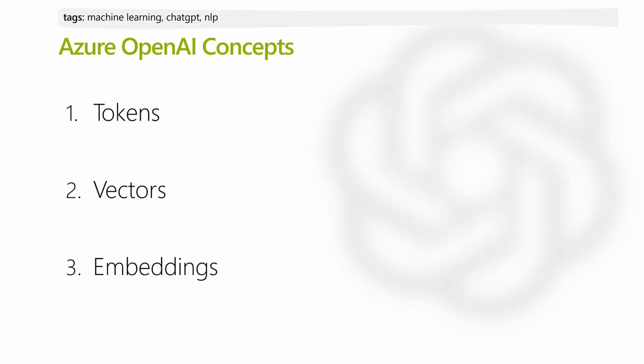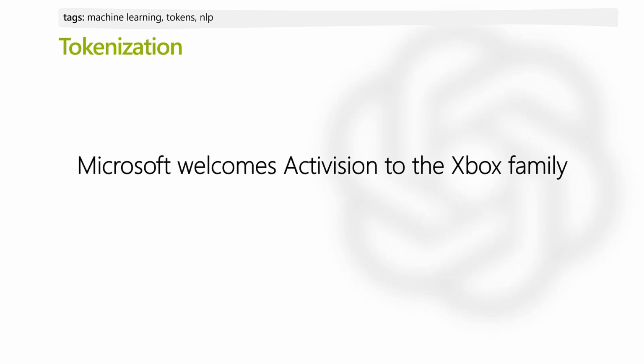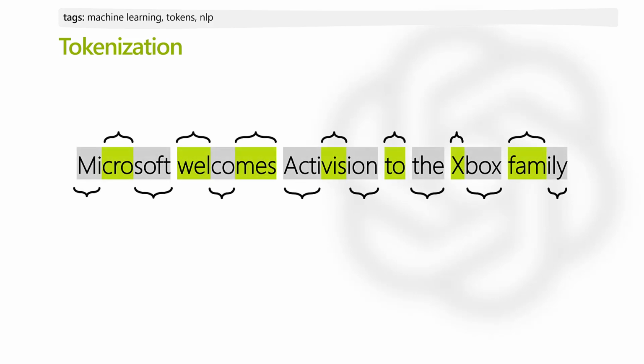When you use Azure OpenAI, you need to understand these three concepts: tokens, vectors, and embeddings. Let's look at tokens first. If you have a piece of text like "Microsoft welcomes Activision to the Xbox family," the Azure OpenAI API divides the text into separate segments. In this scenario, the example sentence comprises 15 or so tokens. Tokens offer a way for a sentence to be measured to calculate costs.